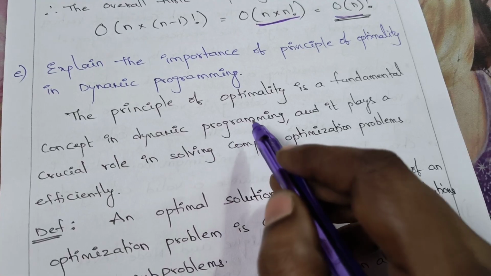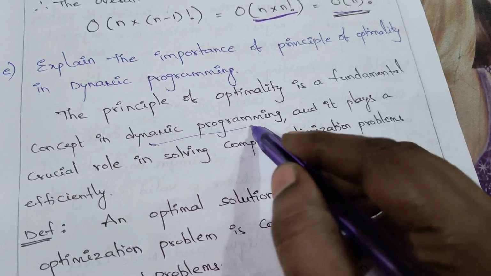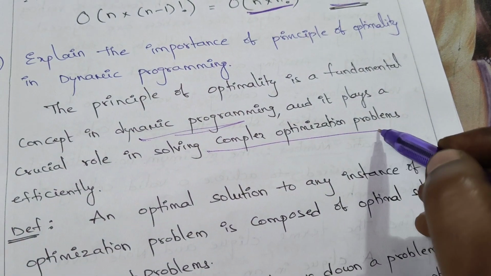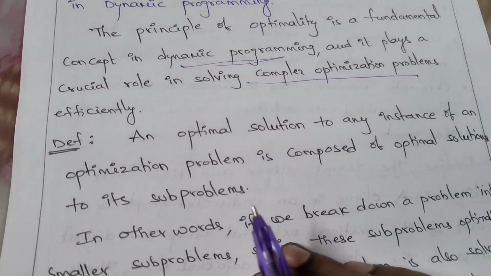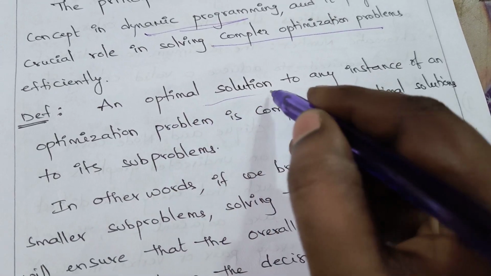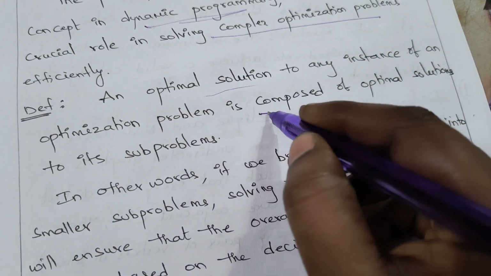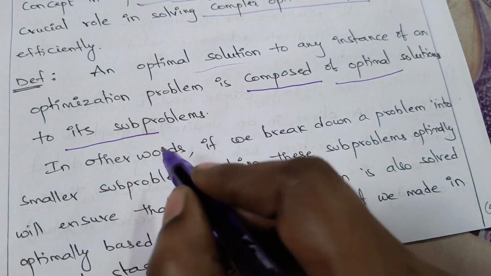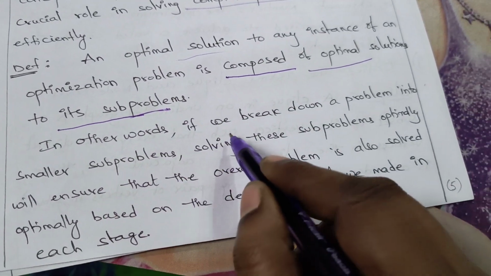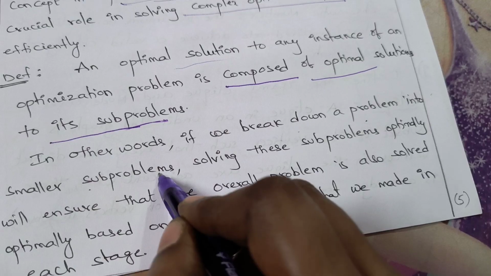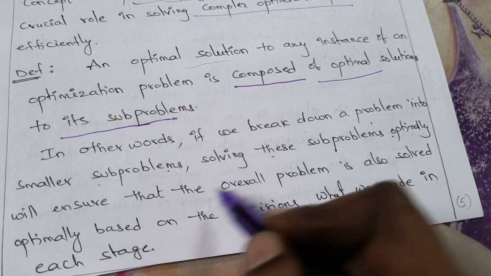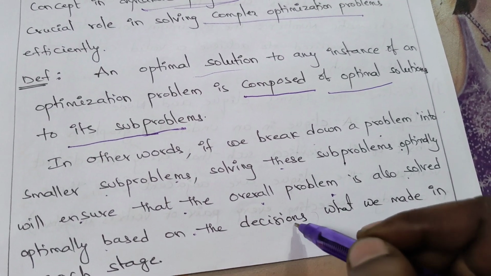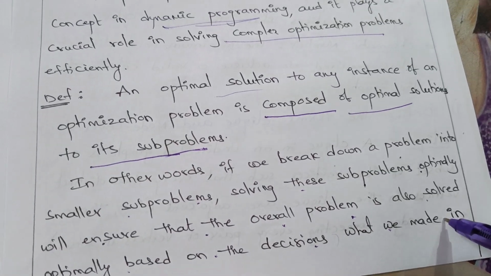Now, the principle of optimality is a fundamental concept in dynamic programming, and it plays a crucial role in solving complex optimization problems efficiently. The definition is: an optimal solution to any instance of an optimization problem is composed of optimal solutions to its subproblems. This term is important, subproblems. In other words, if we break down a problem into smaller subproblems, solving these subproblems optimally will ensure that the overall problem is also solved optimally, based on the decisions we made in each stage.